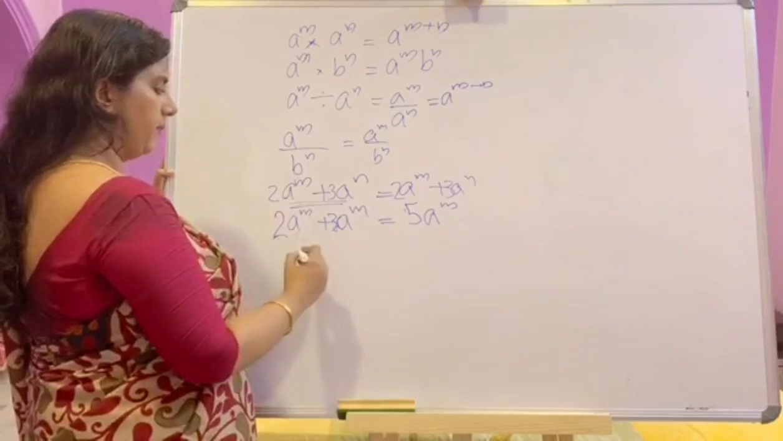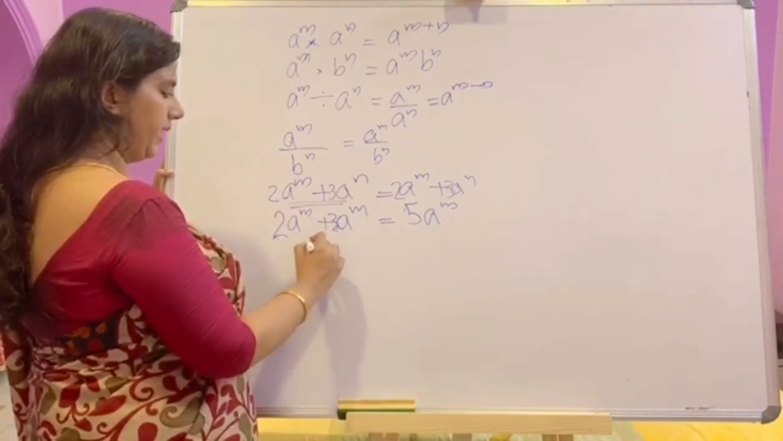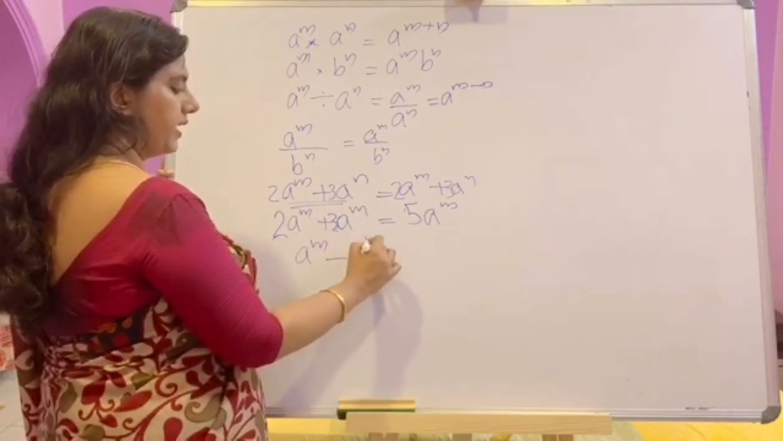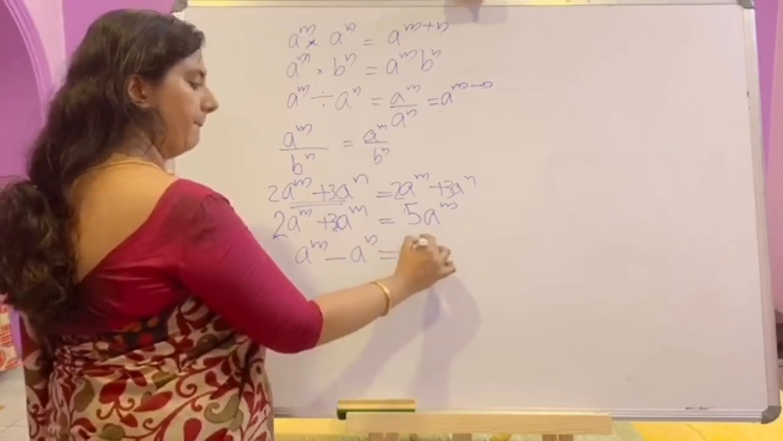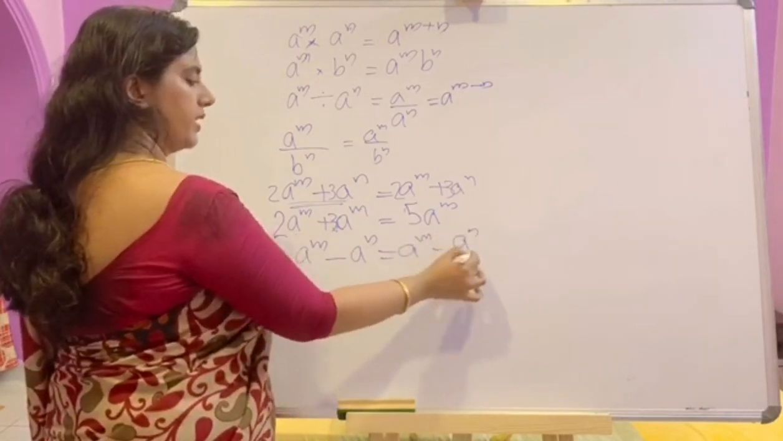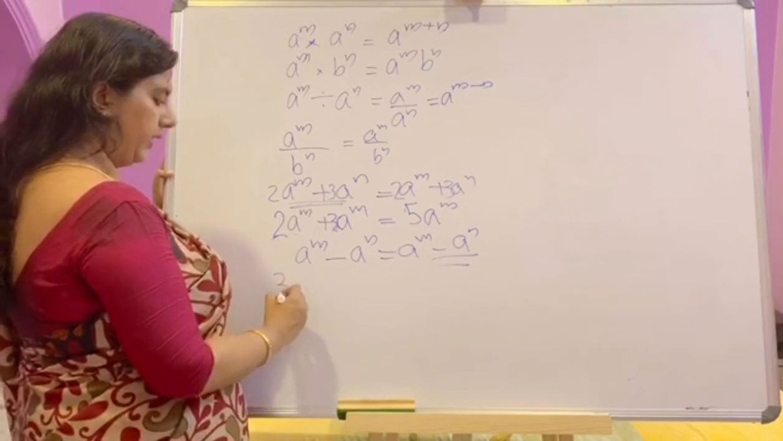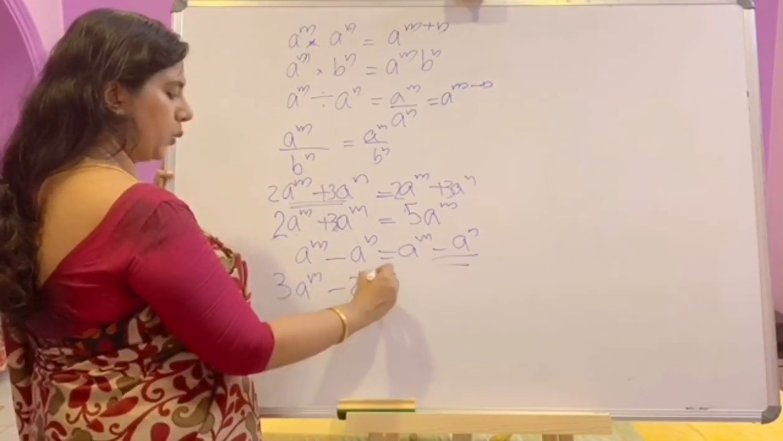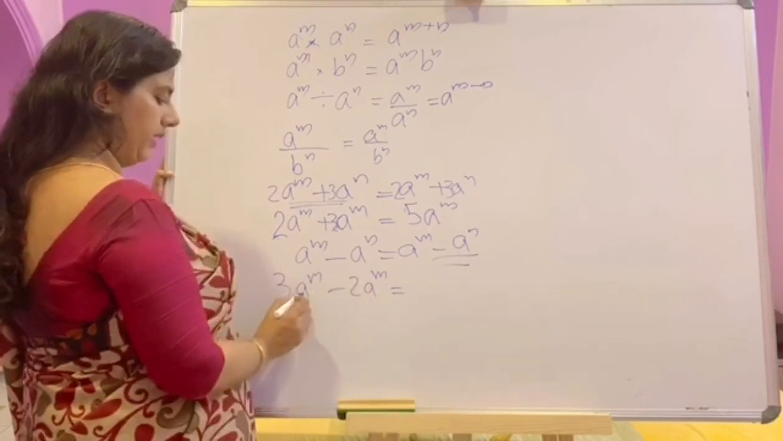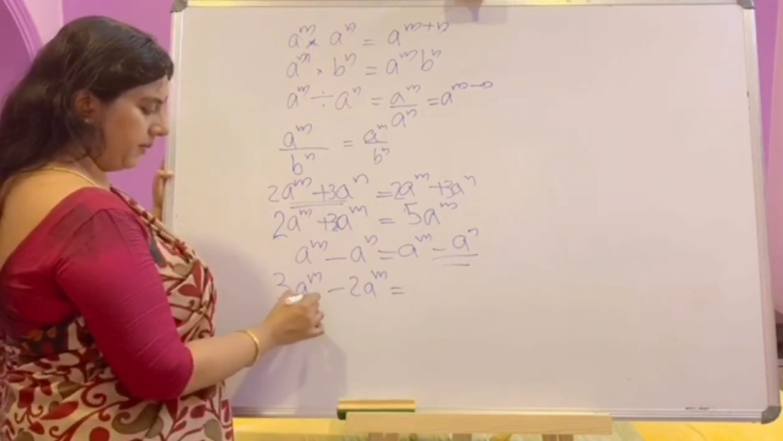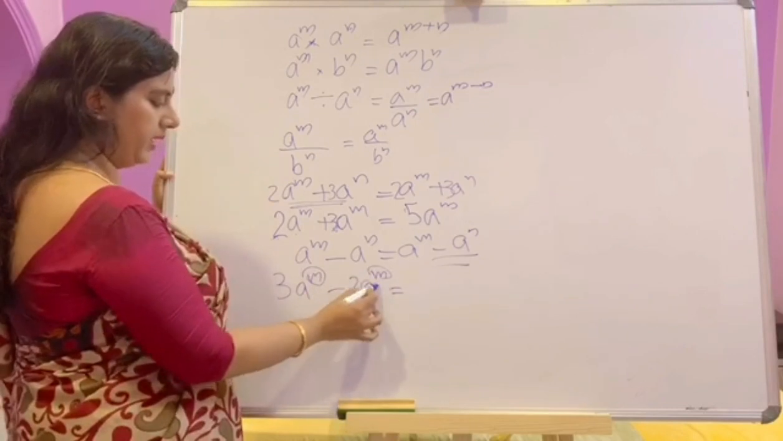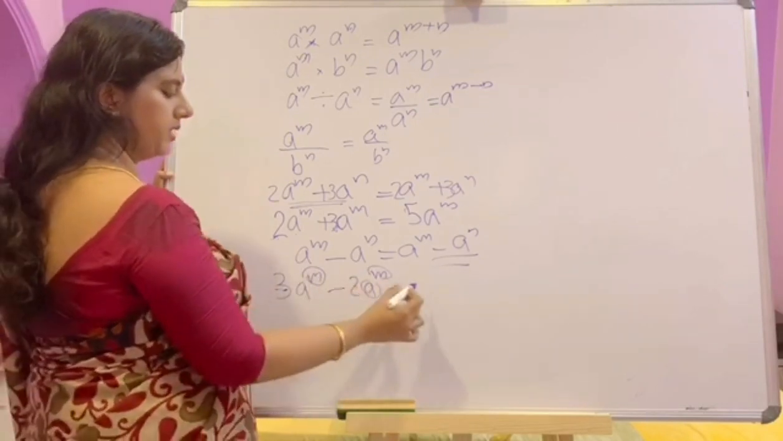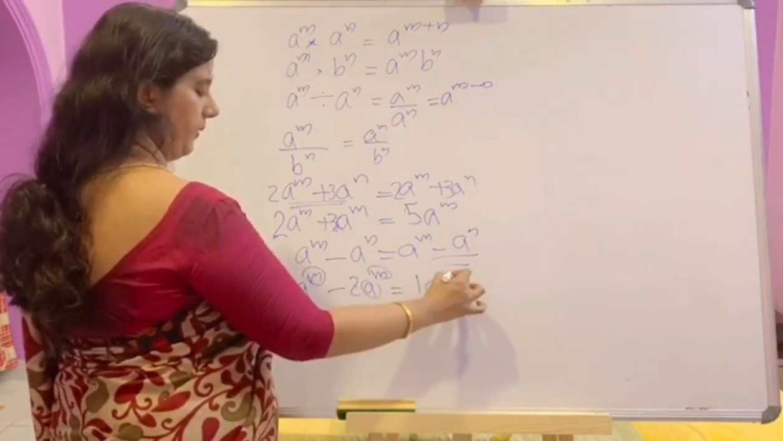Also, the same in subtraction, a raised to m minus a raised to n is a raised to m minus a raised to n itself. Now, if it was 3a raised to m minus 2a raised to m, then the answer is, here the base variable and the powers are the same. So, you can subtract these numbers, that is 1a raised to m.